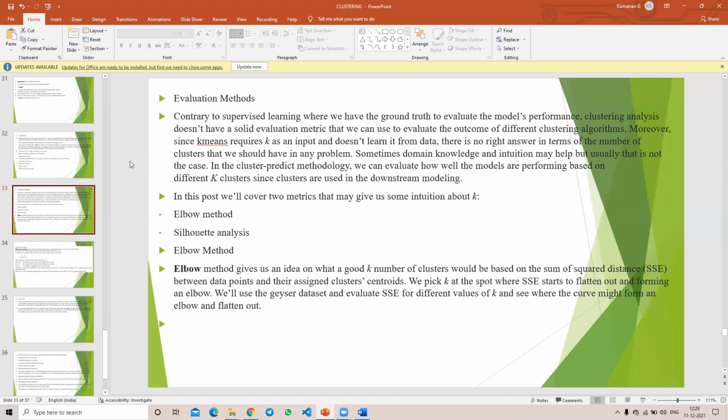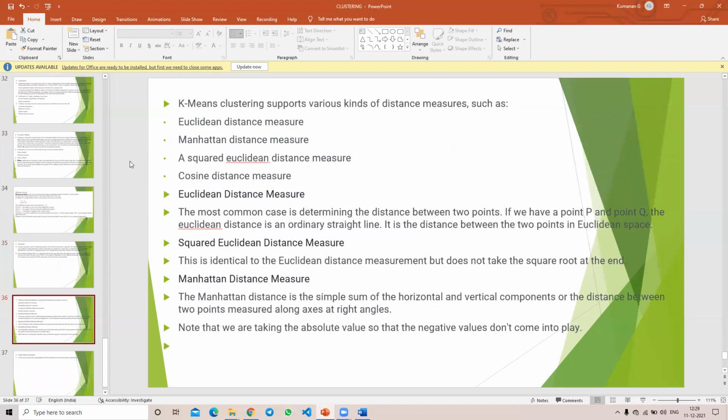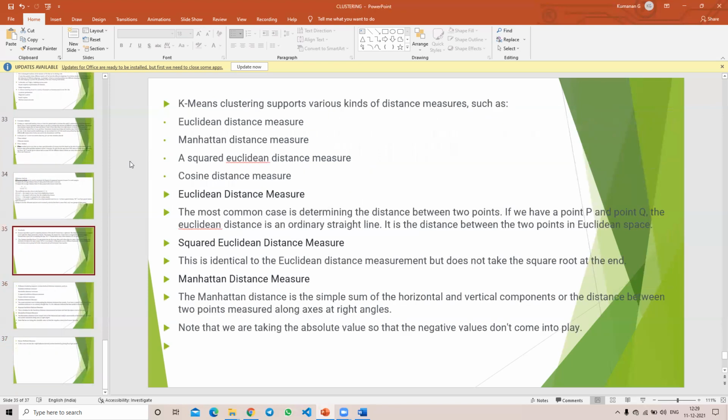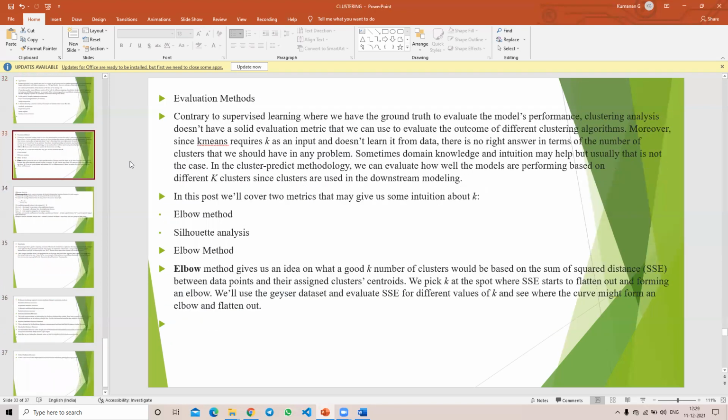In the evaluation methods, in the previous video I talked about evaluation methods, but I didn't talk about the elbow method and Silhouette analysis. Now I will explain the elbow and Silhouette analysis in detail.